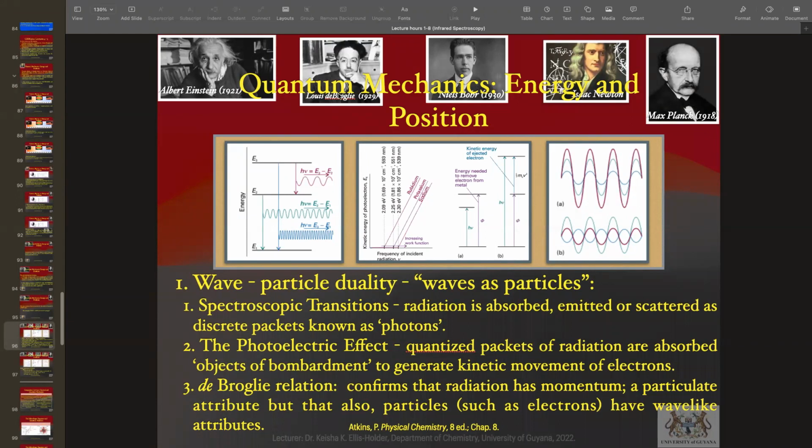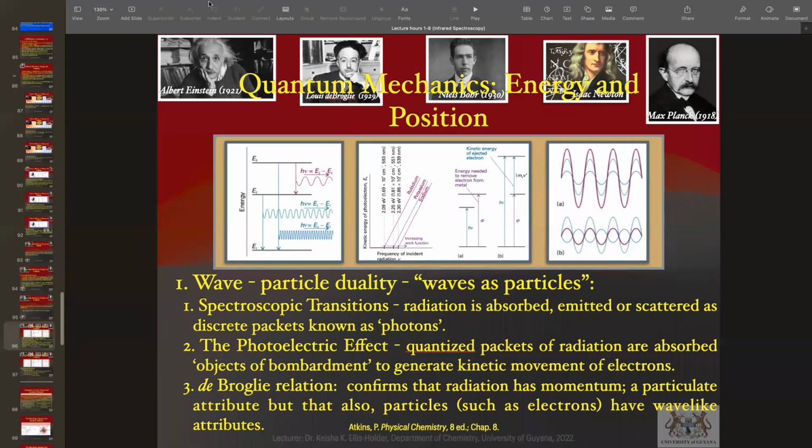Great. Right, so an important experiment, the photoelectric effect, basically introduced the concept of wave-particle duality.